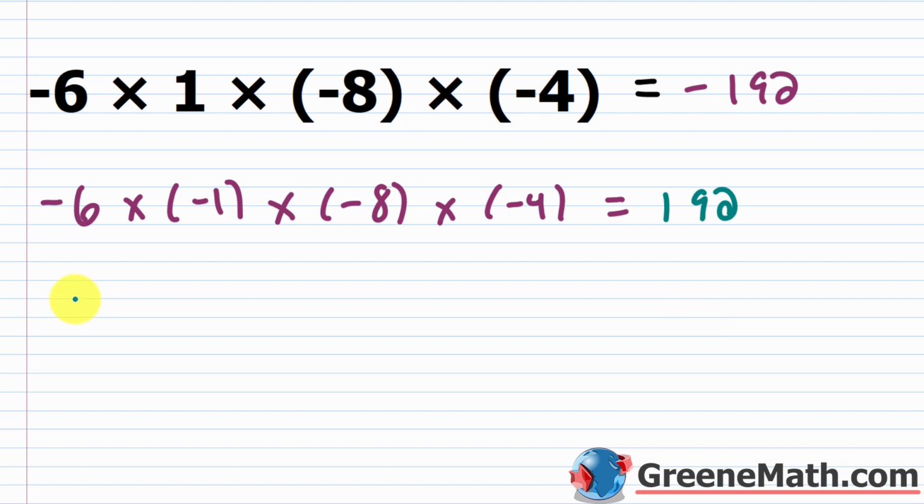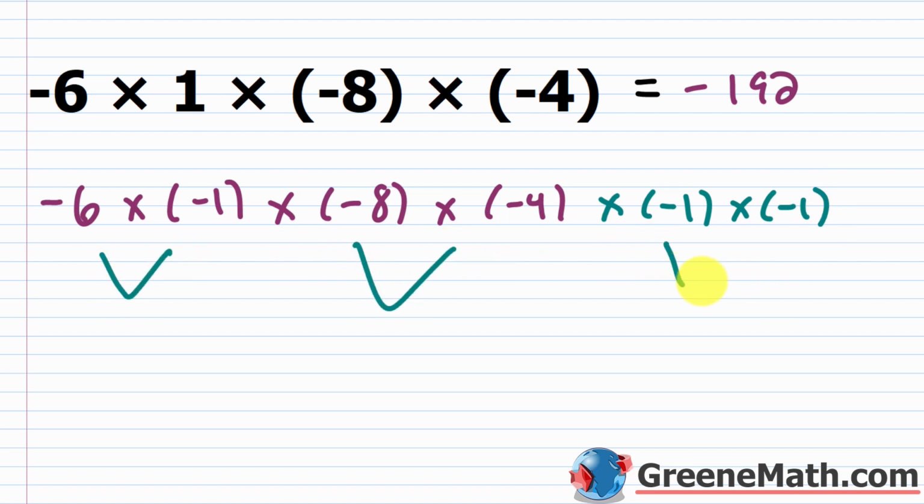So if I had, let's say, negative 6 times negative 1 times negative 8 times negative 4, and let's say I tacked on times negative 1 and then times negative 1, well, here's a pair, here's a pair, here's a pair. I have 6 negative factors, so I'm going to be able to pair these negatives up, and there's nothing left over, and so I'm going to end up with a positive result. So this would still be positive 192.